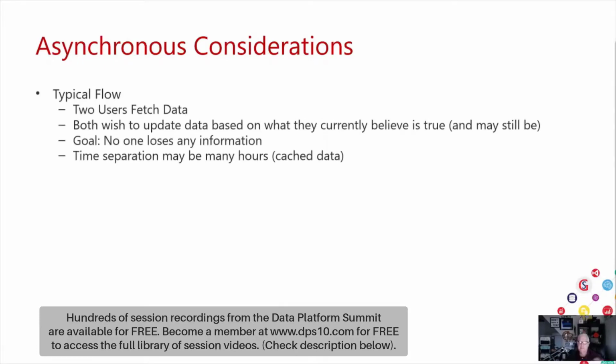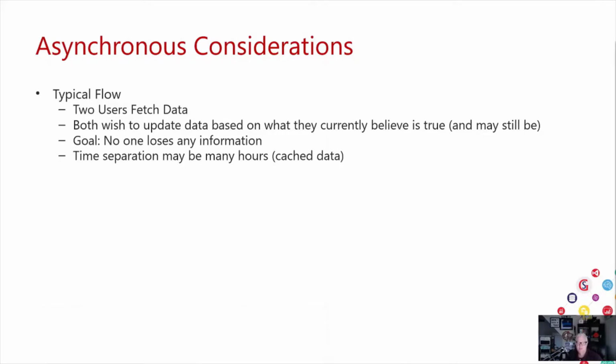Okay, so let's talk a few minutes about asynchronous considerations. What happens is typically two users fetch data, 2, 3, 100, whatever, and both wish to make some sort of update to what they currently believe is true. No one wants to lose any information in this process, so time separation may be hours for cache data, or it could be microseconds, as we've already talked about for malloc.